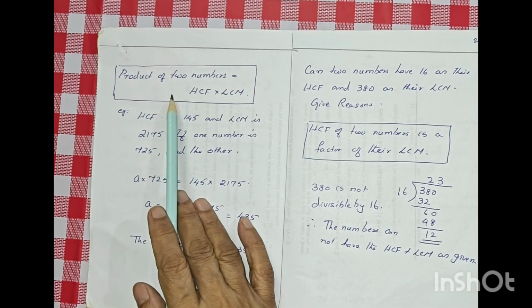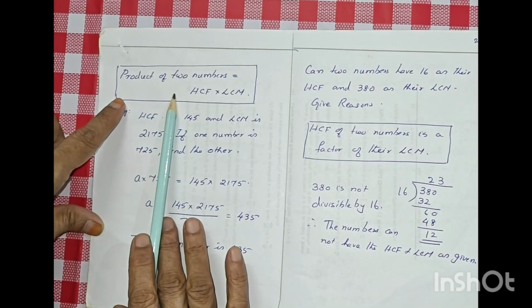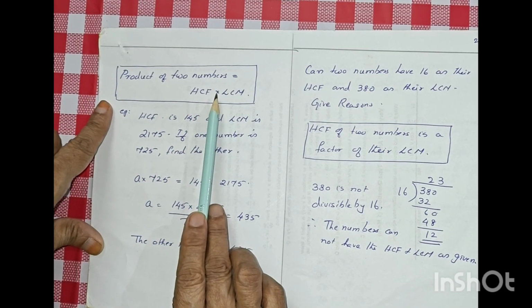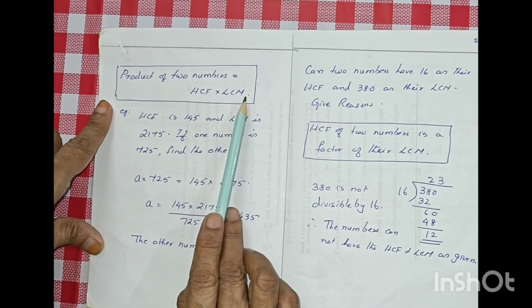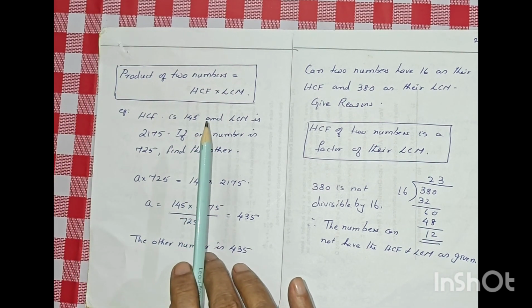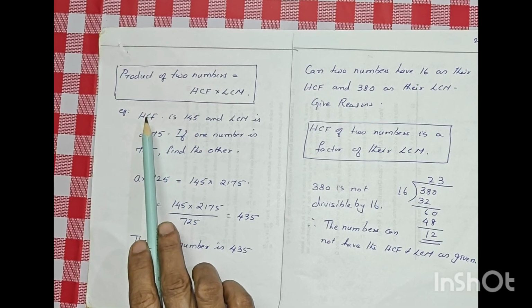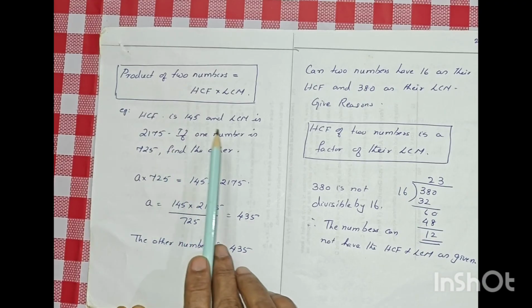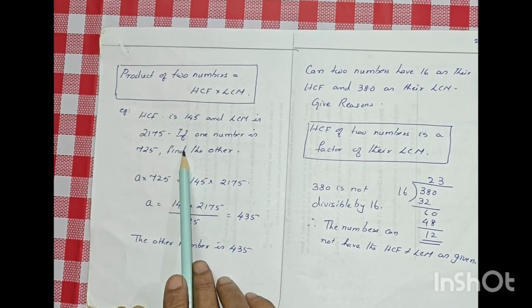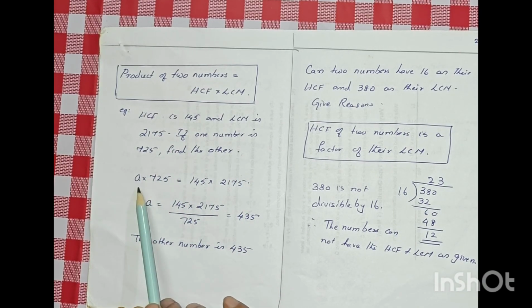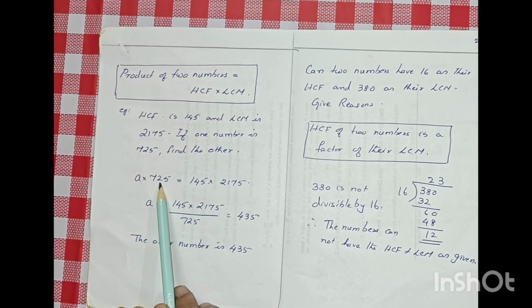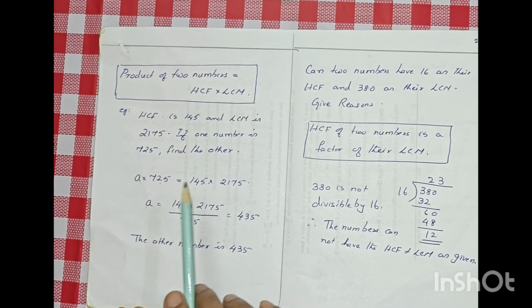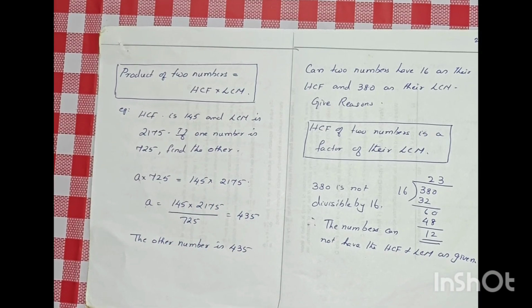The next important property that you are learning is that the product of two numbers is equal to the product of their HCF and LCM. These questions come in your MCQs. So HCF is 145 and LCM is 2175, and one of the numbers is 725. Find the other. Let the other number be A. So A into 725 is equal to 145 into 2175. So A equals, when you divide, 435.